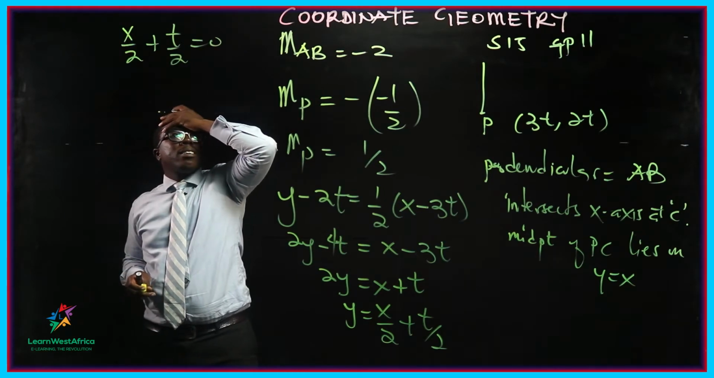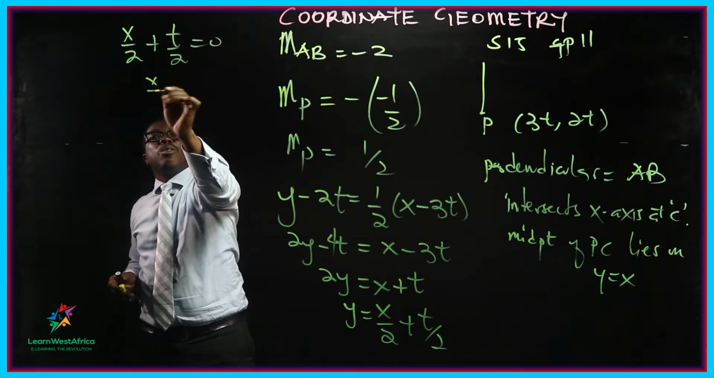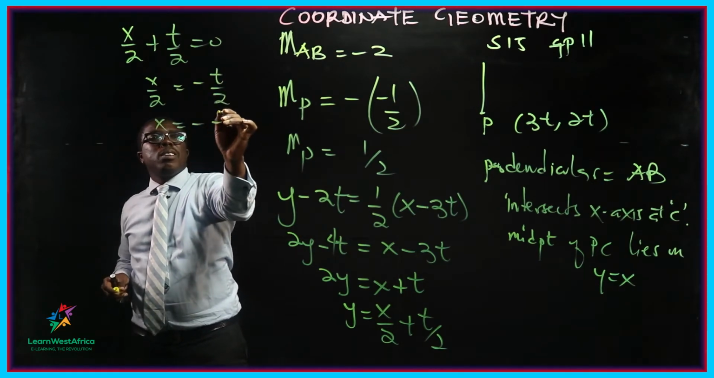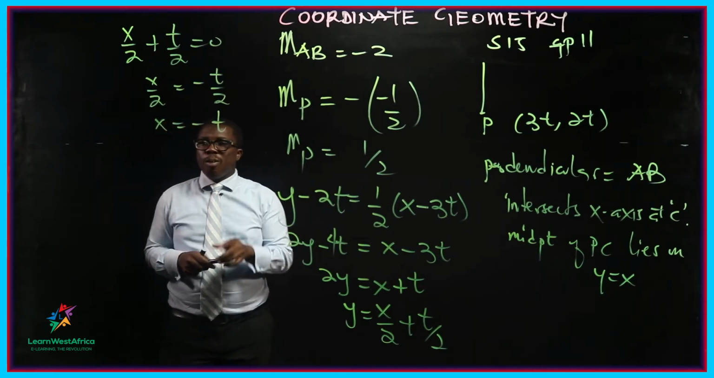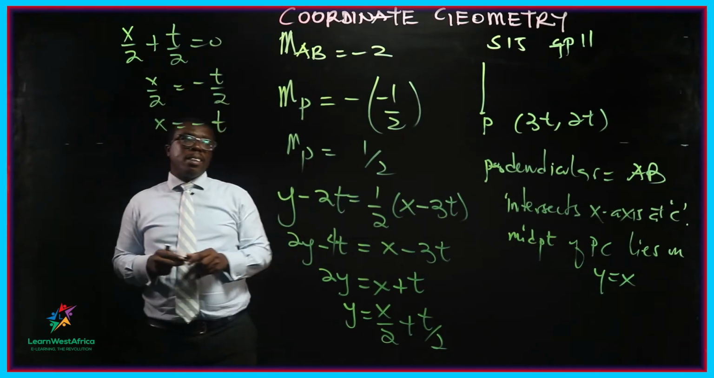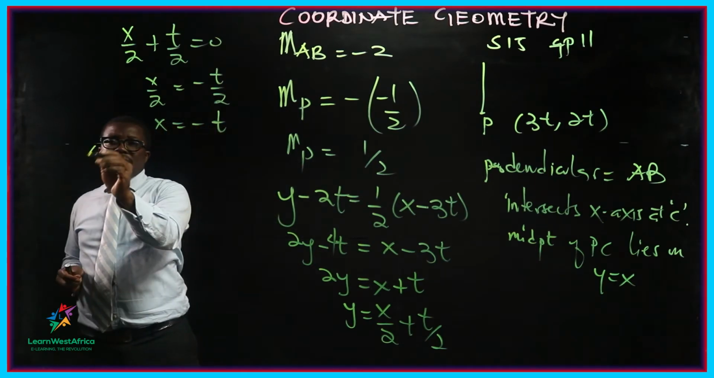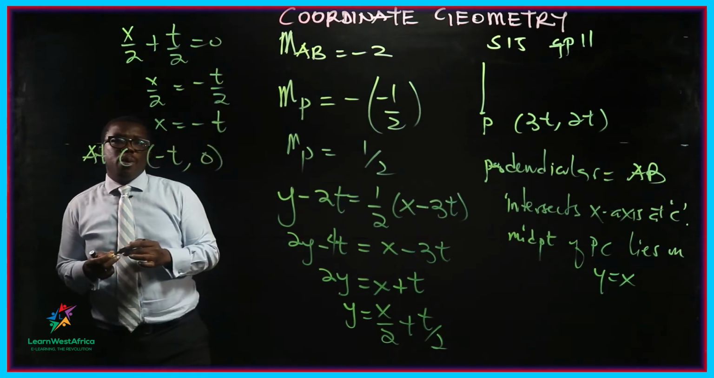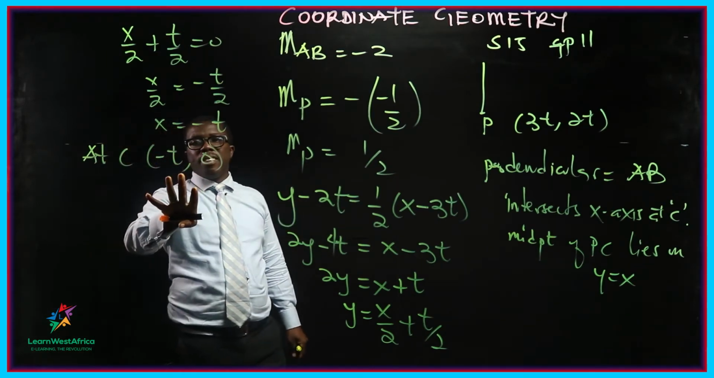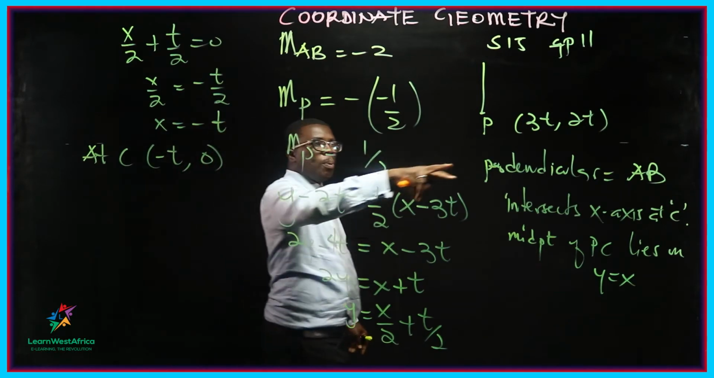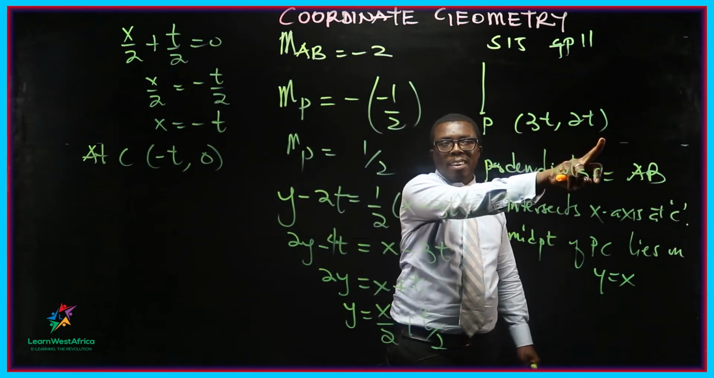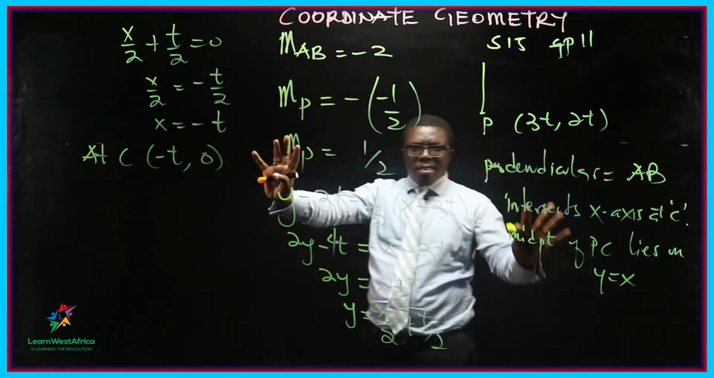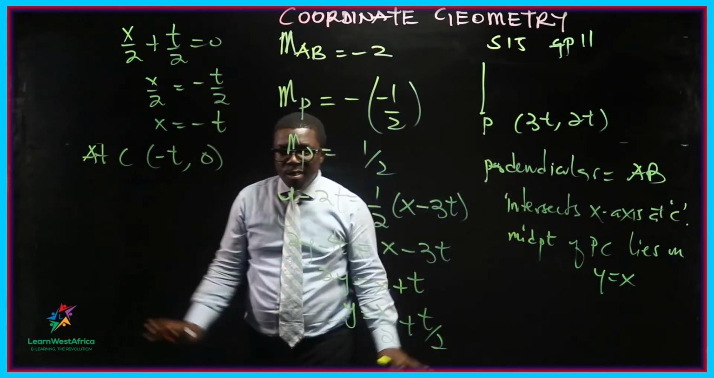So you're going to get x over 2 is equal to minus t over 2. Hence, x is equal to minus t. So that's it. Hence, we can say that at C, our x is minus t and our y is 0. So we know our P to be (3t, 2t), and our C is (minus t, 0). Guys, let me just give you a second. Just look at the calculations. Just make sure you have it.